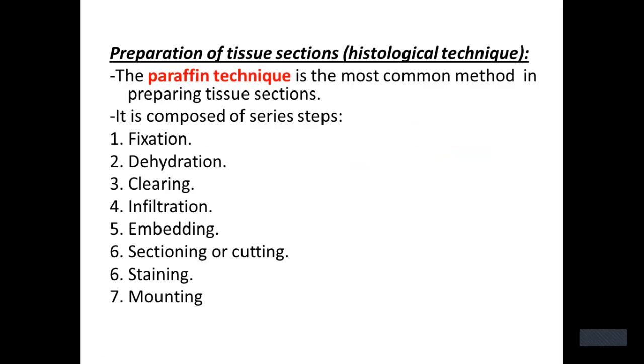The method called histological technique, or the paraffin technique, is the most common method in preparing the tissue section or preparing the slide. There are main steps for the paraffin technique. The main steps begin with fixation, dehydration, clearing, infiltration, embedding, sectioning or cutting, staining, and mounting.